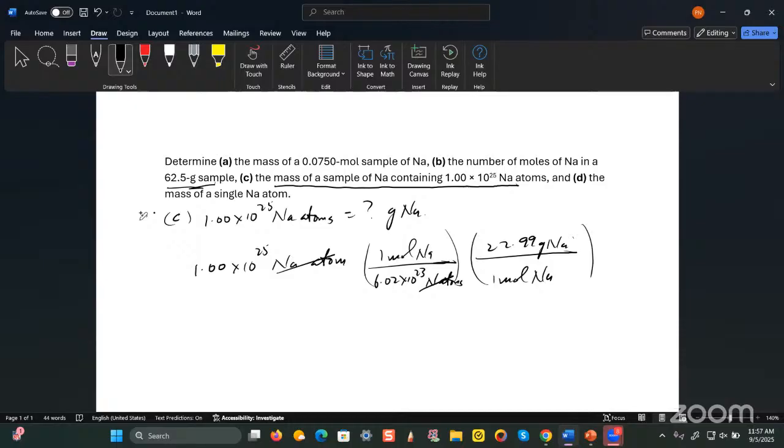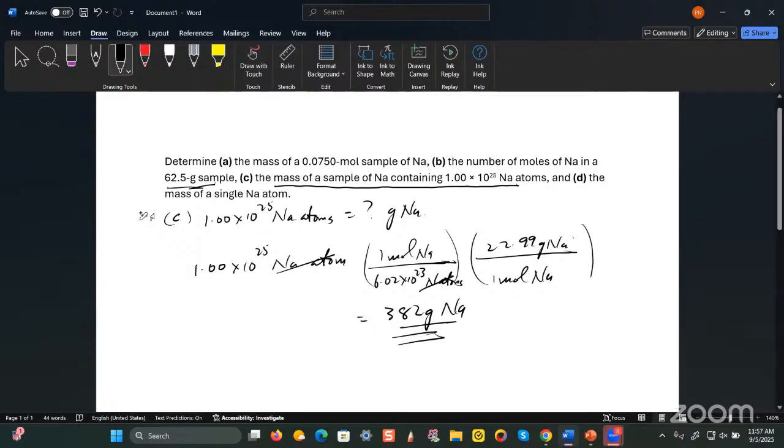Okay, so let's see what that gives. 1 times 10 to the 25 divided by 6.02 times 10 to the 23 times 22.99. And according to my calculation, this would have to be rounded off to 3 sig figs, which means that the answer would be 382 grams of sodium. And that's how that is done. All right?